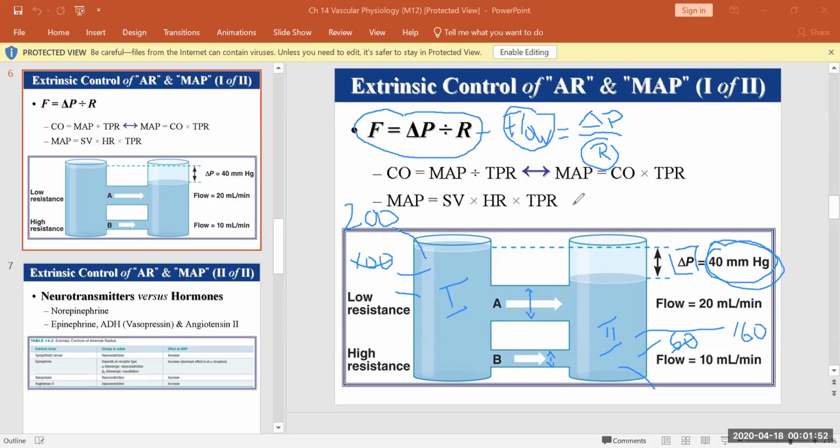So flow is dependent on two factors. Delta P driving the fluid forward, and resistance, that's the force that opposes flow. So the stronger the gradient of pressure, the higher the flow. The lower the resistance, the higher the flow. And vice versa. The lower the delta P, the flow will decrease. The higher the resistance, the flow will also decrease.